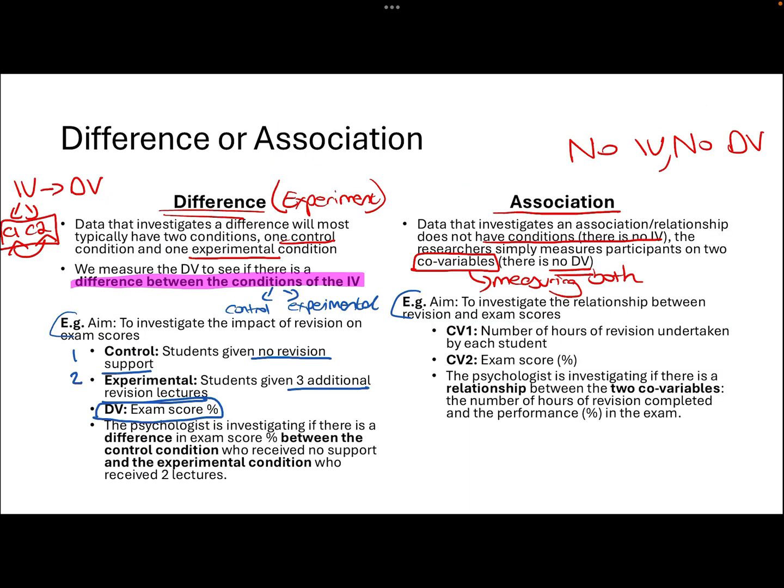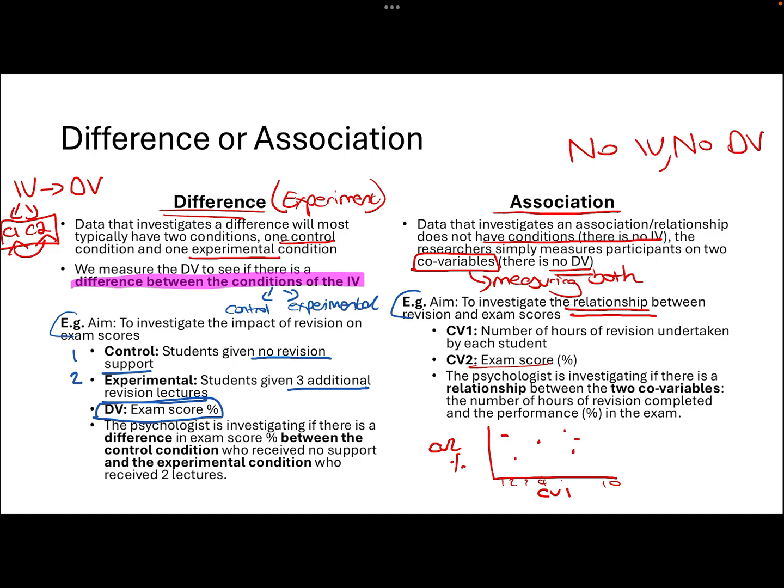So in the case of this experiment here, we're looking at the relationship between revision and exam scores. We measure covariable 1, and that's going to be the number of hours that a student revises: 1, 2, 3, 4, all the way up to 10 perhaps. And then covariable 2 is their exam score percentage. So for each of those participants, we're going to plot: they did 4 hours of work, and they got 80% or so on the exam.